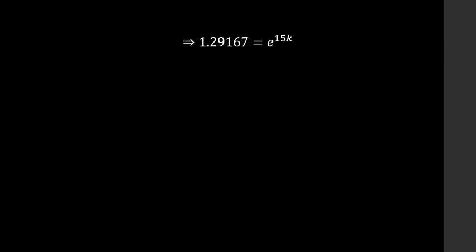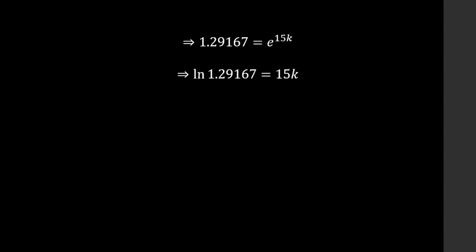I need to solve for my k. K is in the exponent. This is an exponential equation, specifically a type 1 exponential equation. We solve these guys by converting to logarithmic form. When you convert it to logarithmic form, you get the natural log of 1.29167 is equal to 15k. You can figure out what the natural log of 1.29167 is. Just plug that into your calculator.